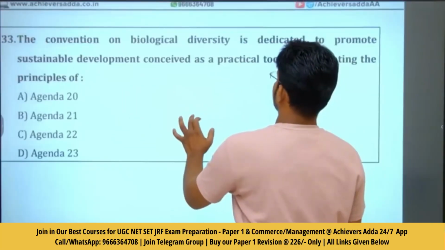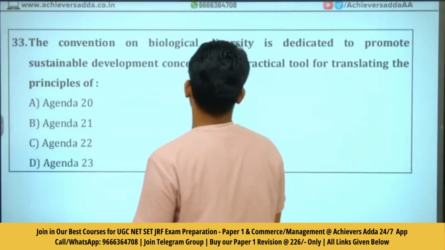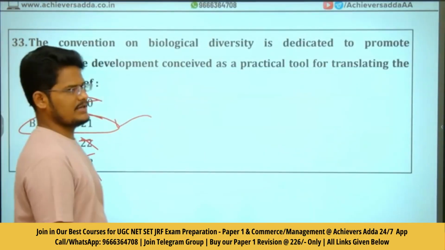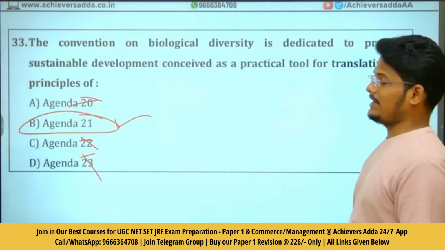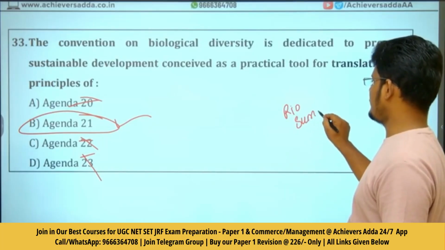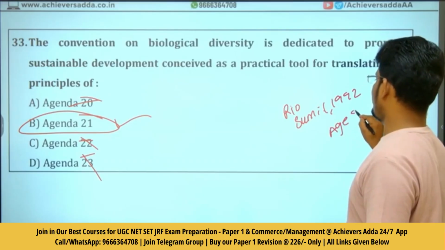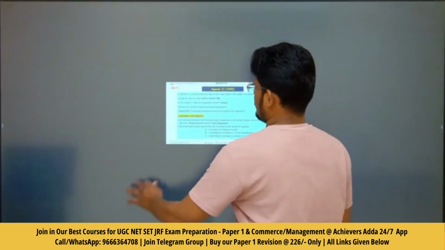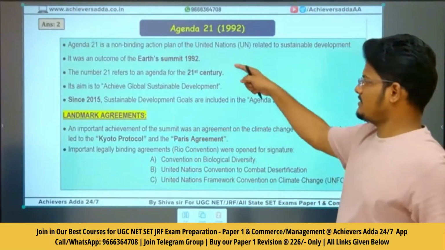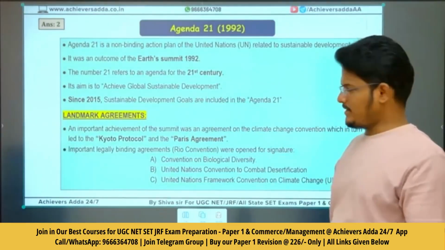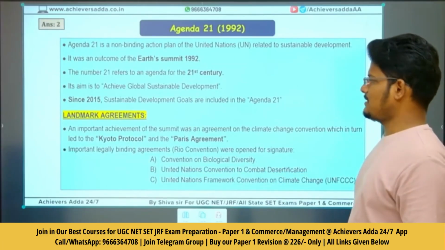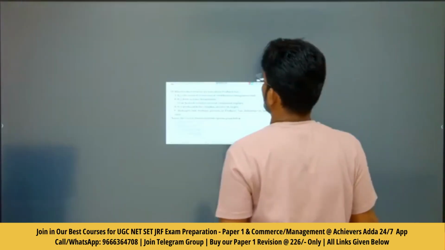The Convention on Biological Diversity is dedicated to promoting sustainable development, conceived as a practical tool for translating the principles of... We know only that it is the Agenda 21 principles, which was the outcome of the Rio Summit in 1992. There is Agenda 21 and the 26 forestry principles, and this Convention on Biological Diversity is also an outcome of that. Agenda 21 is an outcome of the Earth Summit 1992 or Rio Summit. From these landmark agreements, one is the Convention on Biological Diversity, the United Nations Convention to Combat Desertification, UNFCCC also, and the Paris and Kyoto Agreement or Protocol are also part of this outcome.